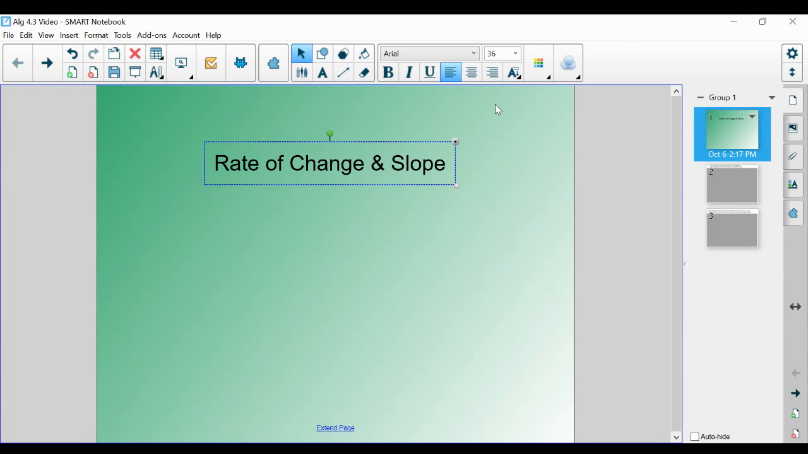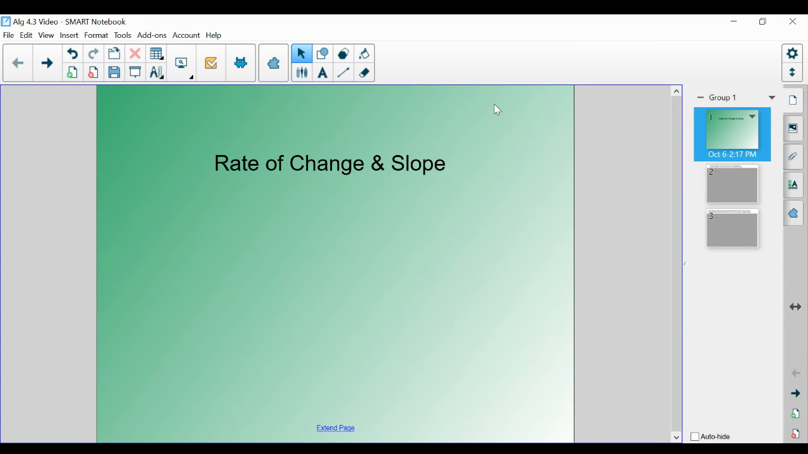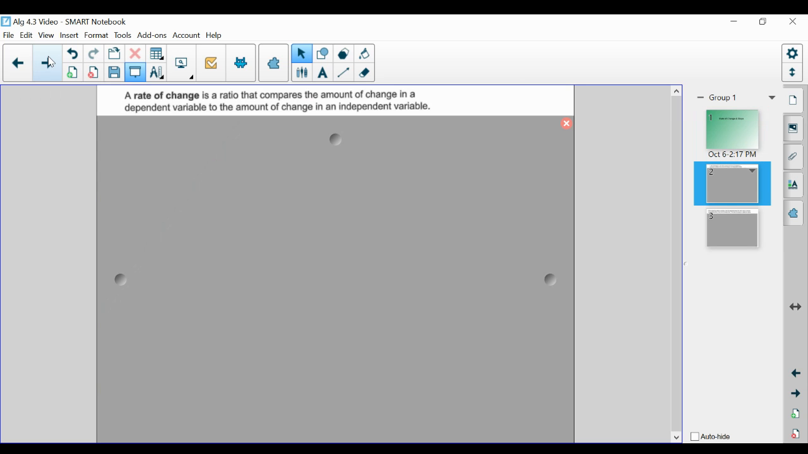All right, welcome back. So today we are going to be continuing our conversation of graphs, and we're going to be talking about what's called the rate of change and also what is called slope. Now, you may have heard about these terms in previous years, and if so, great. If not, that's totally fine. We are going to be defining them and applying them to our algebraic ways of thinking. So without further ado, let's begin.